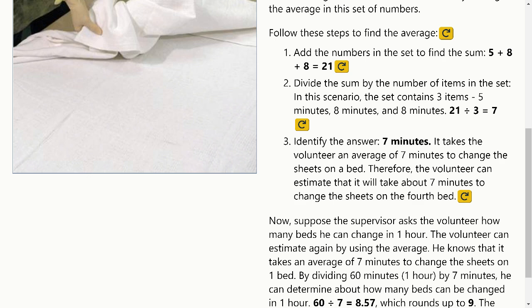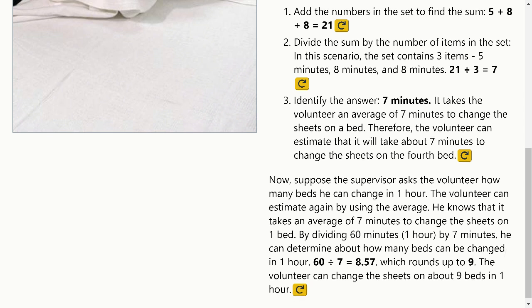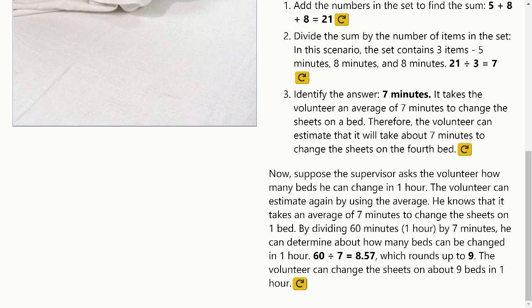Now suppose the supervisor asks the volunteer how many beds he can change in 1 hour. The volunteer can estimate again by using the average. He knows that it takes an average of 7 minutes to change the sheets on one bed. By dividing 60 minutes, which is 1 hour, by 7 minutes, he can determine about how many beds can be changed in 1 hour. So 60 divided by 7 is 8.57, which rounds up to 9. The volunteer can change the sheets on about 9 beds in 1 hour.